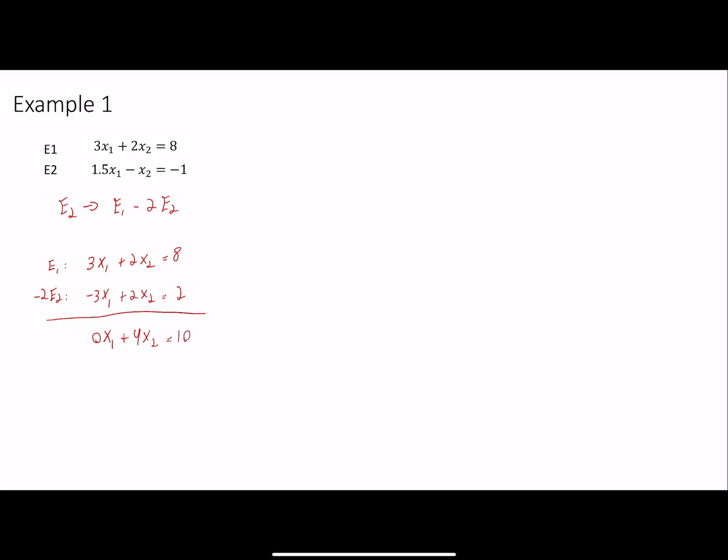Right? So we're going to now take this result and replace equation 2 by that. So let's rewrite our linear system. Equation 1 will remain the same as we had before: 3x1 plus 2x2 equals 8. And now the modified equation 2, which we call equation 2 prime, will be 0x1 plus 4x2 equals 10. And in this case, we're done. We have performed forward elimination.